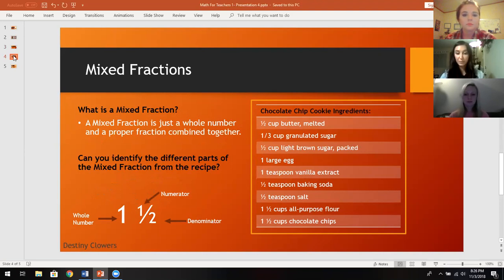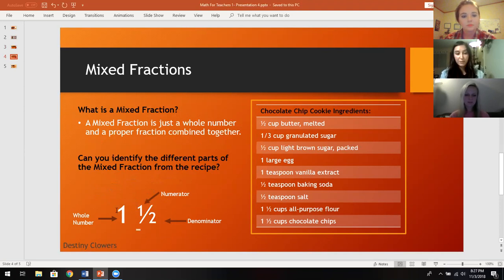So, for example, the number 1 and 1/2 shows up twice. Once for all-purpose flour and once for a cup of chocolate chips. So do you see how that number is mixed with one whole number and a proper fraction? Well, that's why these fractions are called mixed fractions, because it's just those 2 numbers combined. So can you identify the different parts of the mixed fraction from the recipe?